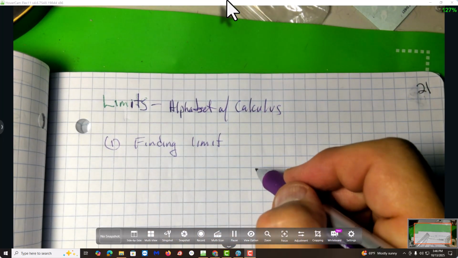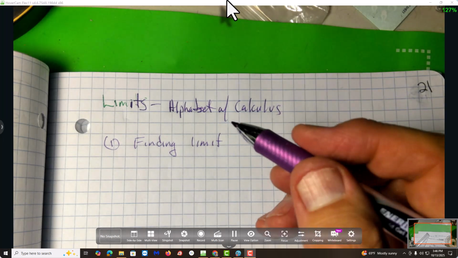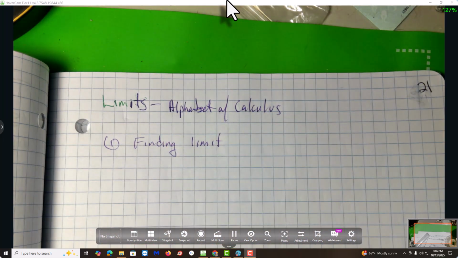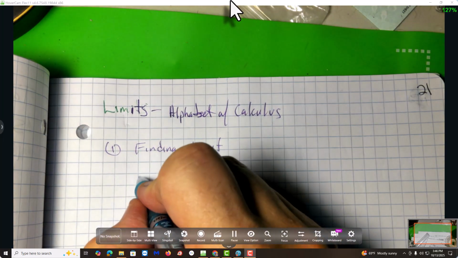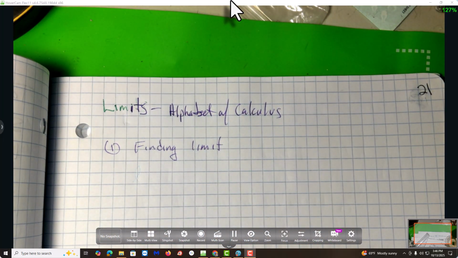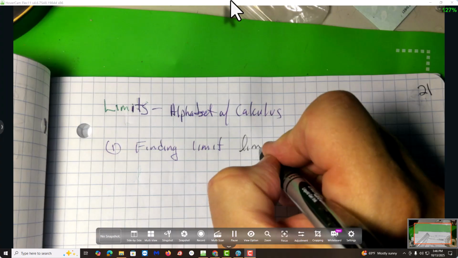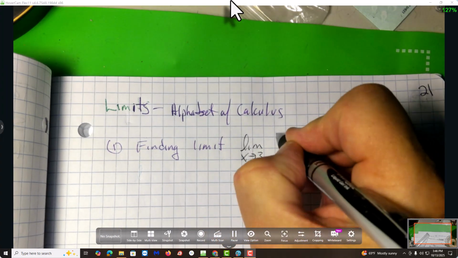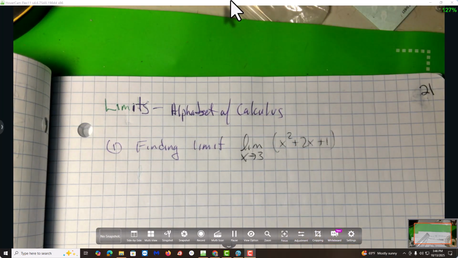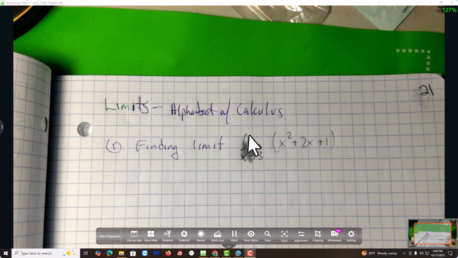Graphically, numerically, as a table, and then we need to also be able to find it symbolically. So let's just look at a nice example: the limit as x goes to 3 of x squared plus 2x plus 1. Okay, so we'll do that graphically first.